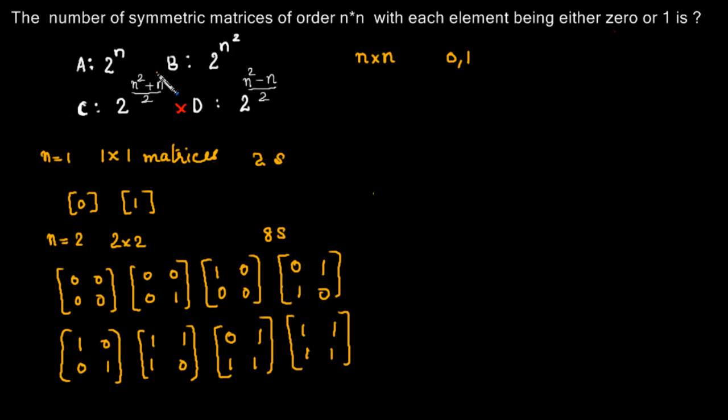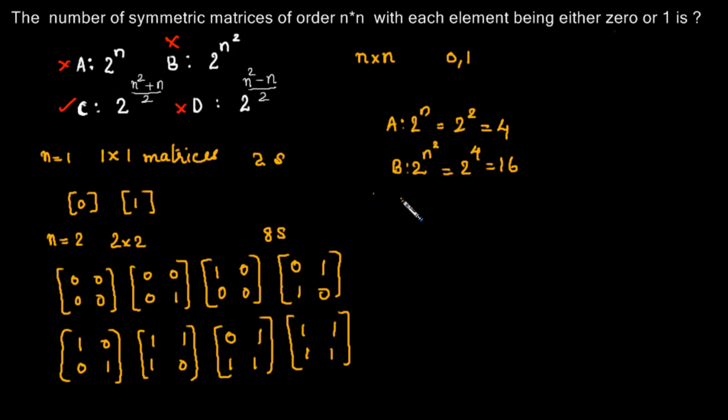Now let's once again check the options and see. Option A is 2 power n. For n equal to 2, we have option A as 2 power 2, that is 4. So option A is wrong. We need to get 8 as answer. Now let's consider option B, that is 2 power n squared. That will be 2 power 2 squared, that is 2 power 4, which is 16. So option B is also wrong. That means the correct option is option C.